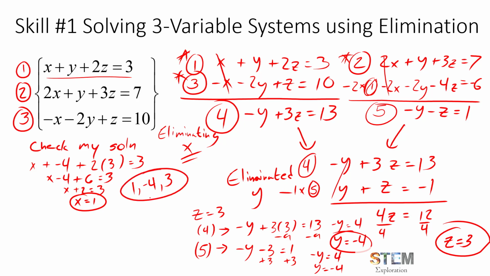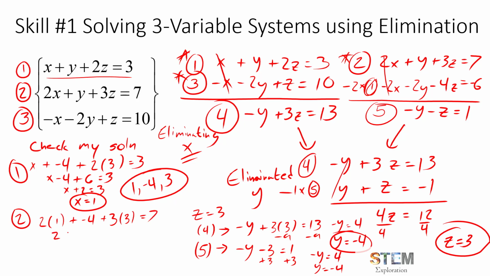That's my solution. But if the question asks you to check it, then we're going to check it in equations 2 and 3. So I just checked it in 1. It says 1 works. It should, because we just plugged it in there and we used it to find the x. That's okay to do. All right, and now I'm going to go 2 times 1 plus -4 plus 3 times 3. And we're going to check and see if that equals 7.